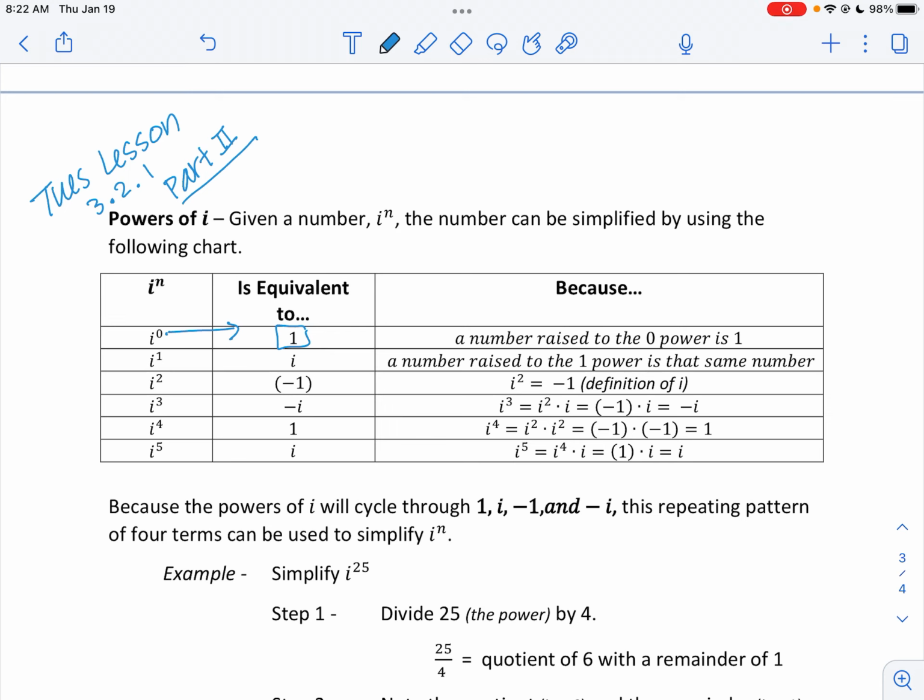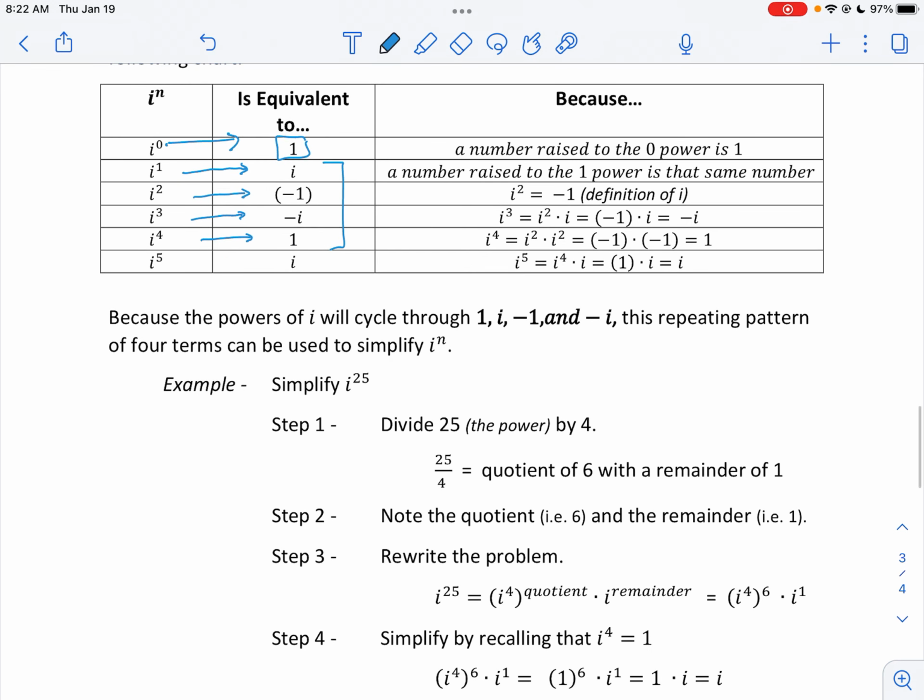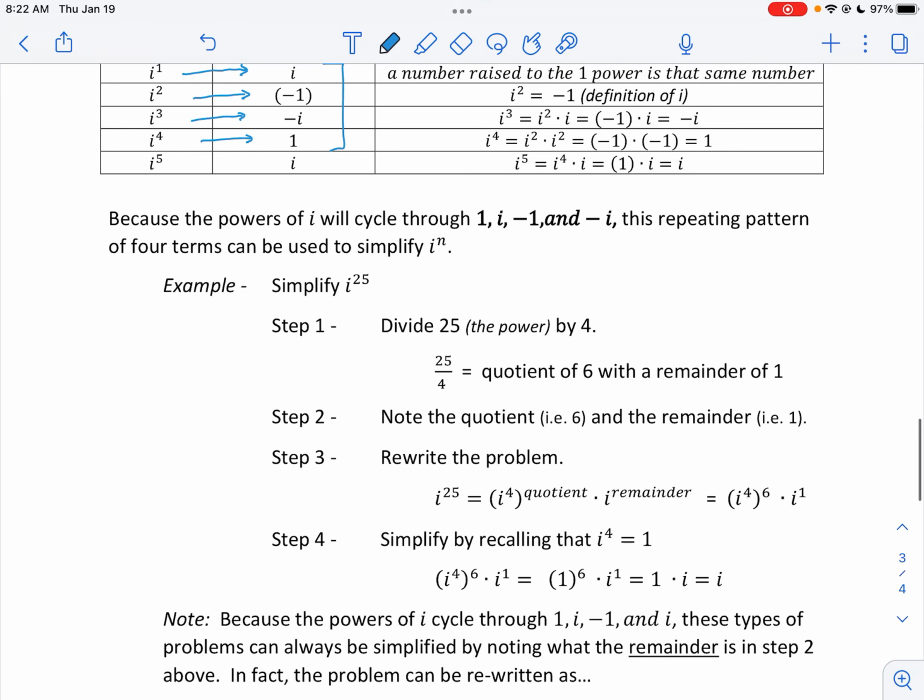And then i to the first power is just simply i, i to the second power is negative 1, i to the third power is going to be negative i, and then i to the fourth power is 1 again, and it repeats the pattern, right? So there are 4 distinct patterns that will cycle through every time you have that raised power. So these are the steps that I laid out for the questions that we answered in class for part 2.